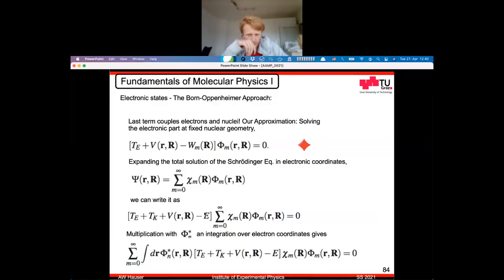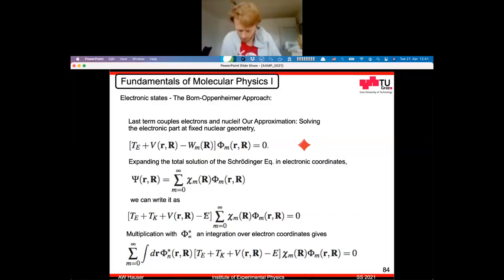Okay, so far we haven't lost any accuracy. We have just made this transformation. We rewrote our total wave function psi as this linear combination. And now what we're doing is we are multiplying this Schrödinger equation from the left with an arbitrary electronic wave function from our set.